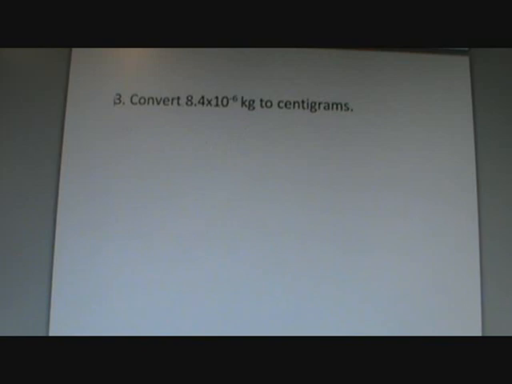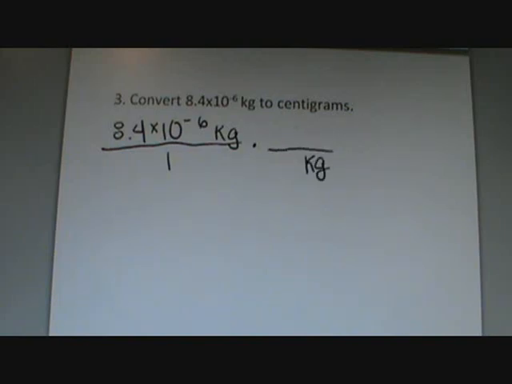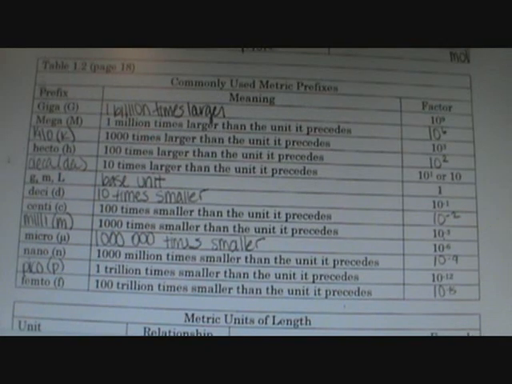And that's our answer. So on number 3, we have 8.4 times 10 to the negative 6th kilograms. To get rid of the kilograms, we're going to put that on the bottom so that they'll cancel out. And we have to go pay respect to our base unit, which is grams. So we're going to put the 1 with our prefix, and then we're going to come over to our table, see that kilograms is 10 to the third.